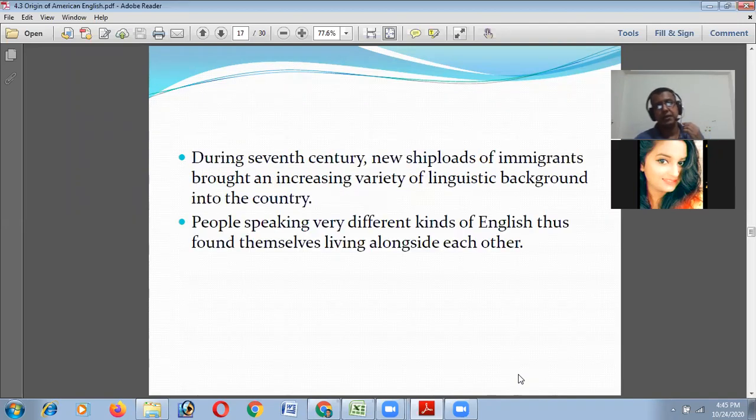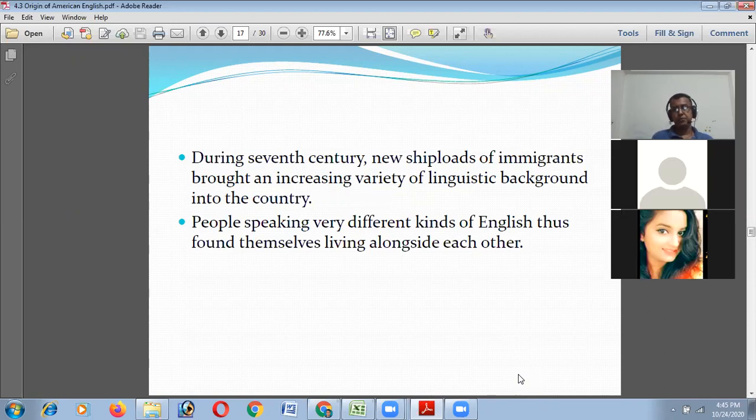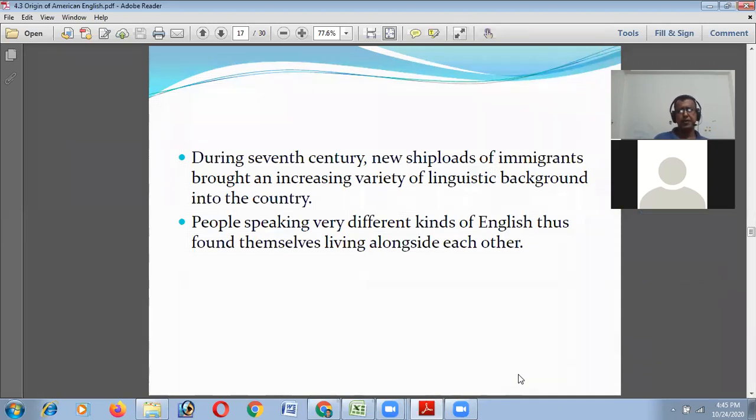During the 17th century, new shiploads of immigrants brought an increasing variety of linguistic backgrounds into the country. People speaking very different kinds of English thus found themselves living alongside each other. So within that scenario, in the 17th century, we see the linguistic variety in America is more distinctive.